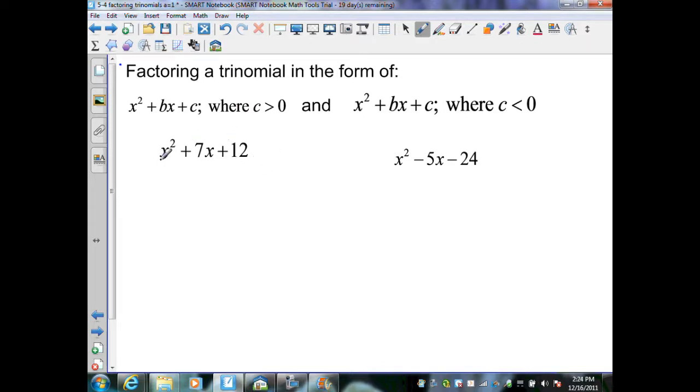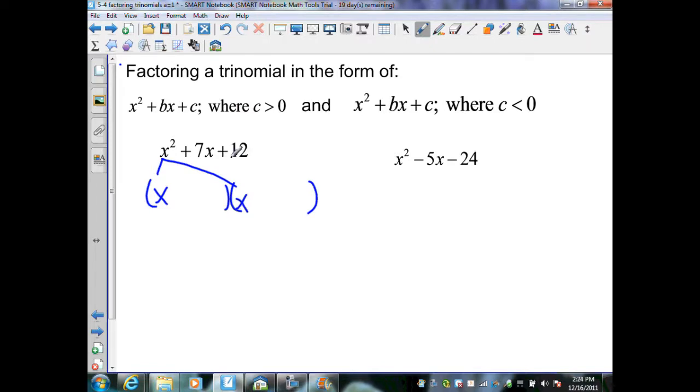The procedure to factor a trinomial is to put down 2 sets of parentheses. That will represent my product of factors. I know that I need to break up my x squared term. In other words, what 2 terms or 2 factors can I create that when I multiply them together, I get my x squared? And we know that that will happen when I take x times x. X times x is x squared.